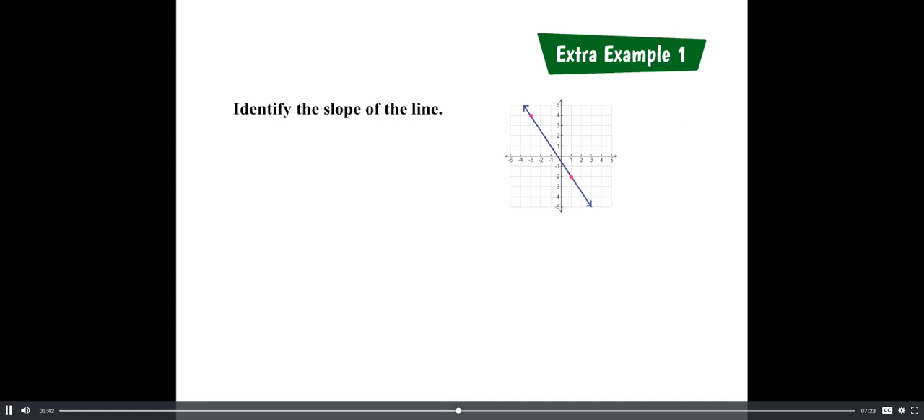Extra example 1. You'll try this problem by yourself. Identify the slope of the line. Pause the video and try this problem on your own. When finished, unpause the video to see if you were able to successfully solve the problem. The answer to this problem is, the slope of the line is -3 over 2.